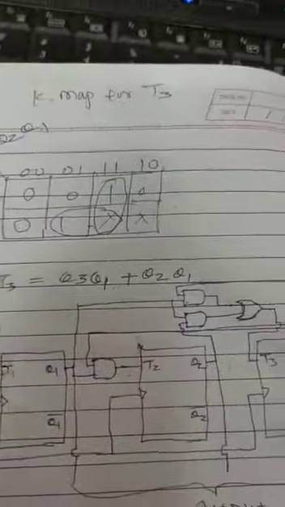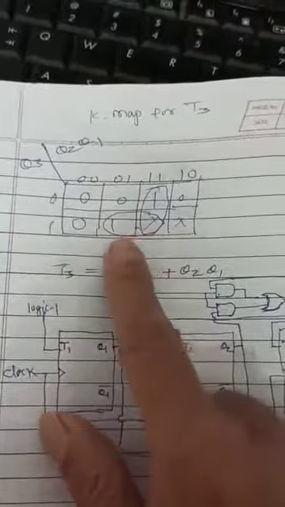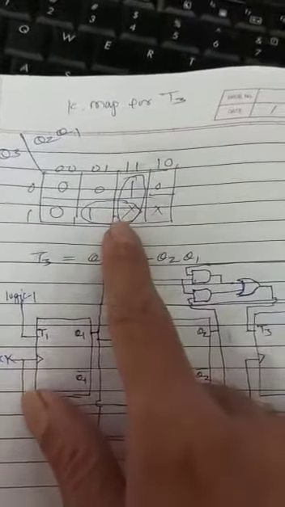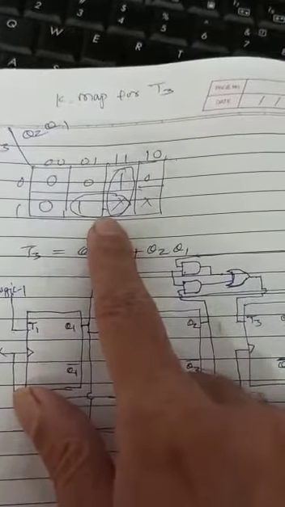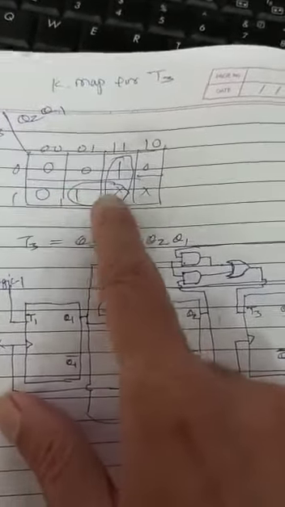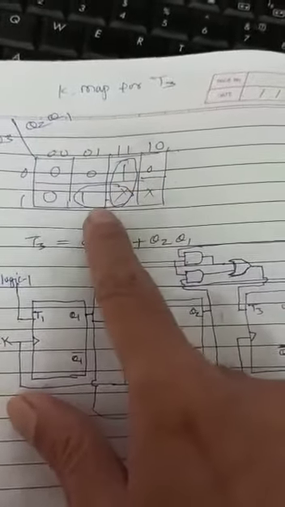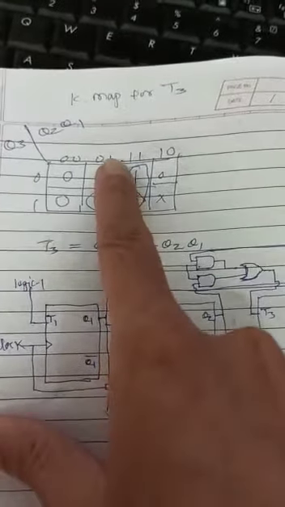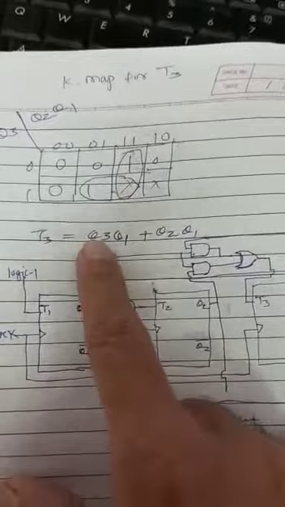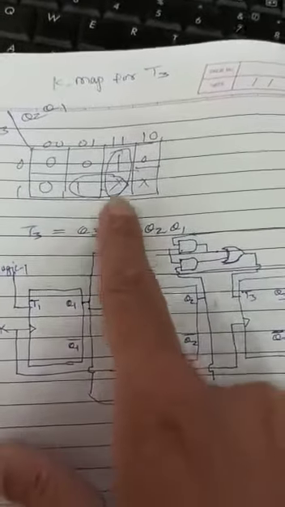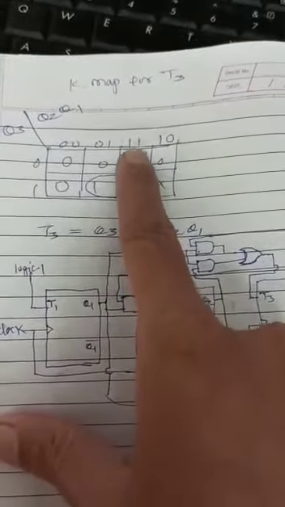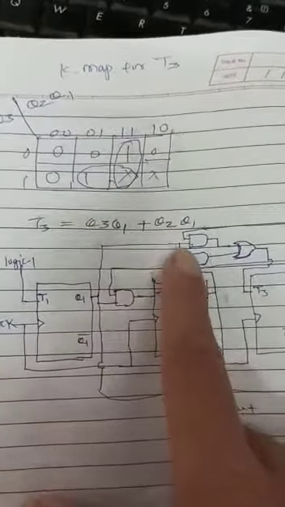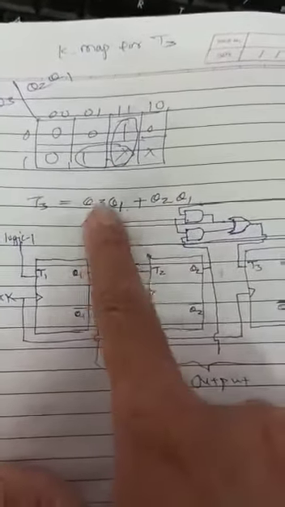Similarly, we can have a K-map for T3. These values are entered from the table. Here we can have two combinations, this and these two. For this it is Q3 Q1, plus for these two it is Q2 Q1.